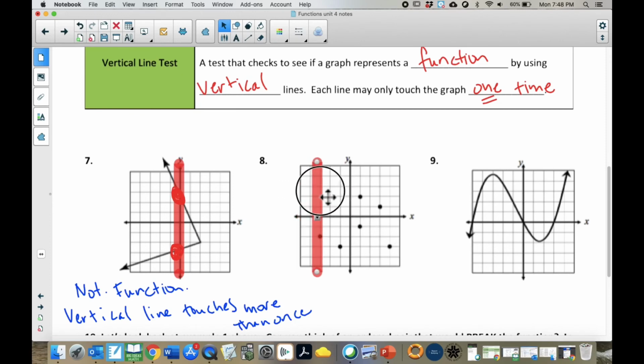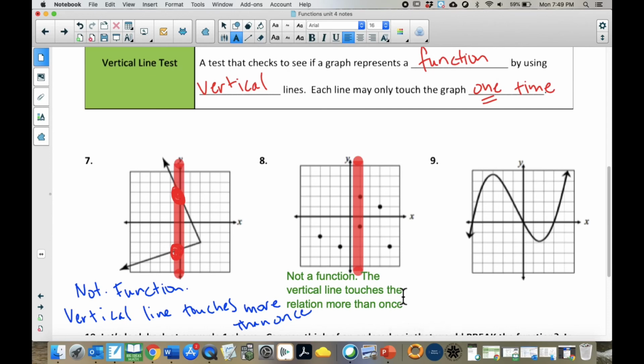As I move it over, it only touches it there once, that's good. Only touches it there once, that's good. But right here, it touches it twice. So once again, this one is not a function because the vertical line touches it more than one time. Okay, I decided to type it out for you because my writing was getting awful. So yes, this is not a function because the vertical line touches it more than once.